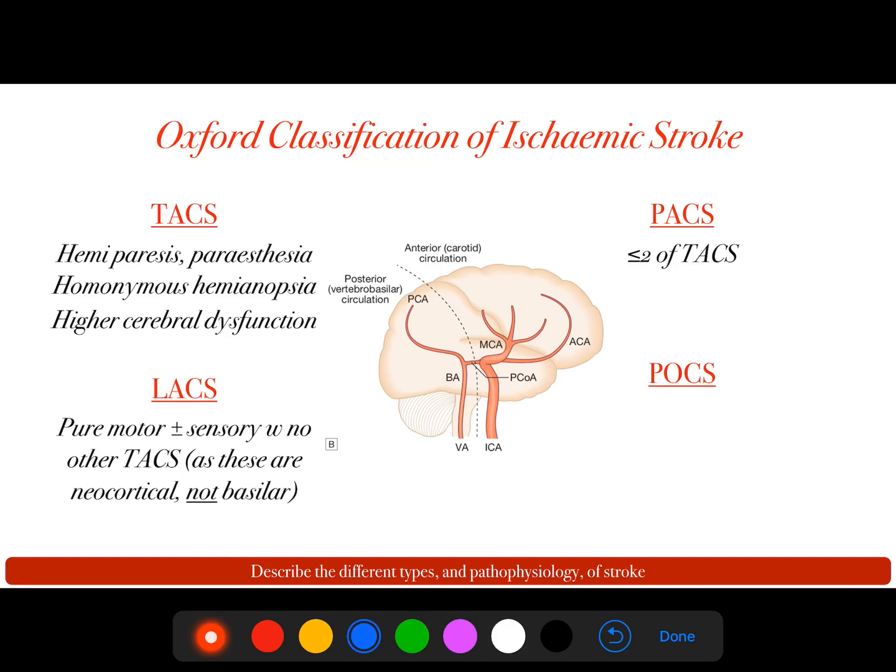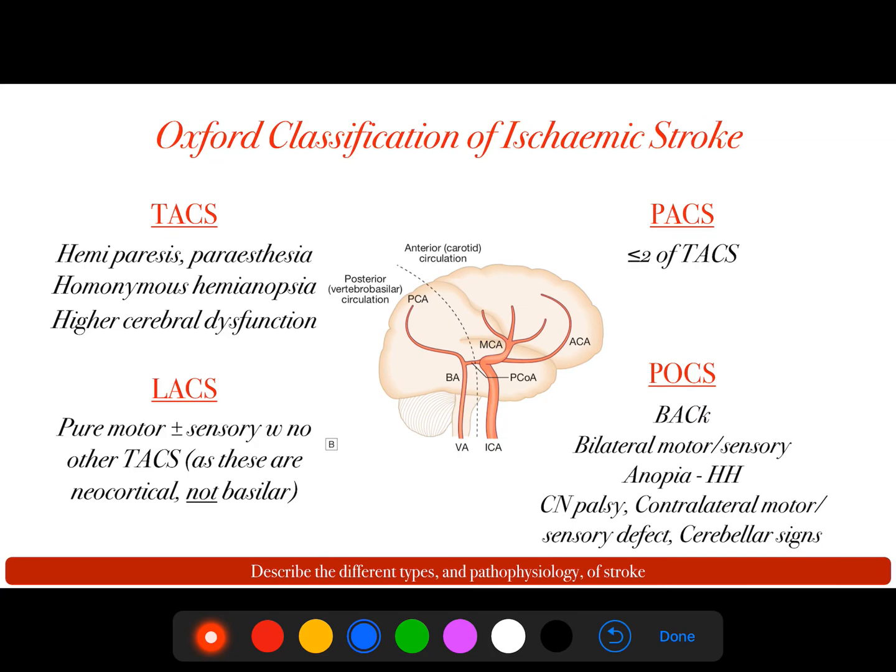That's your lacunar. Your posterior circulation is the back of the brain here. The occipital, the cerebellum, and the brainstem. Posterior circulation syndrome. The mnemonic to remember it is BACK. Bilateral motor and sensory, because the fibres come together from the left and right hemispheres in the brainstem. You get another homonymous hemianopia because you're knocking out the occipital lobe. You're getting cranial nerve palsies and, crucially, cerebellar signs. And that's your BACK, B-A-C-K. Bilateral motor sensory, anopia, cranial nerves, and cerebellar signs.